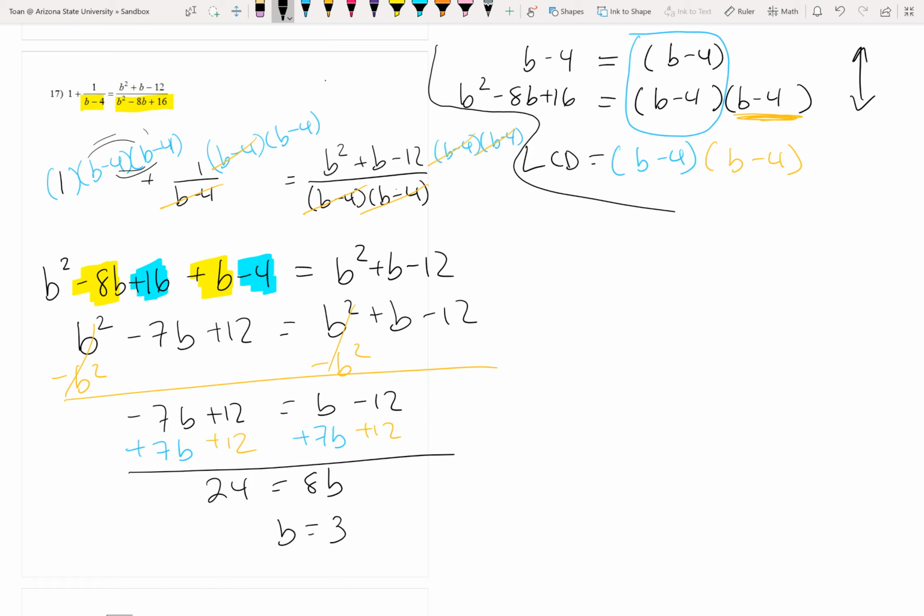But when it comes to rational equations, you always have to check your answers, and you have to check them against the denominator. We do not want the denominators to be 0. So the denominators in our original problem were b minus 4, b minus 4, b minus 4. Do notice that the number 3 will not make any of these factors equal to 0, and that's good, that's safe. That means we keep this answer.